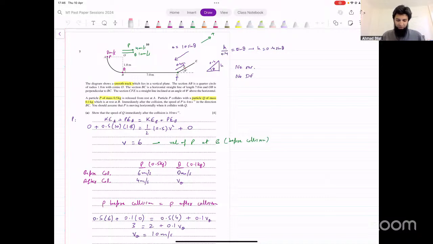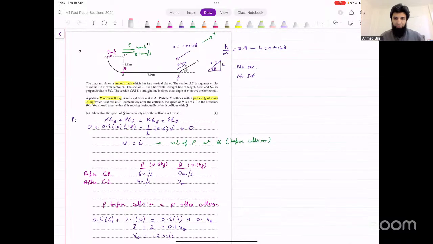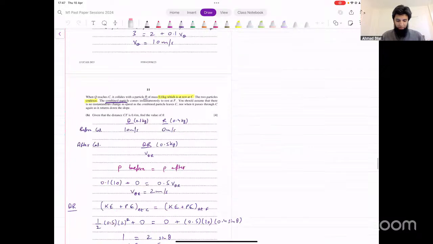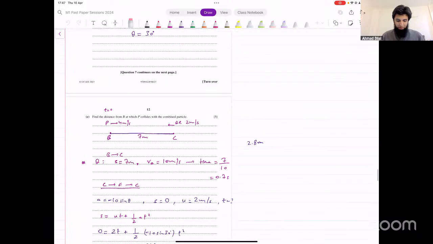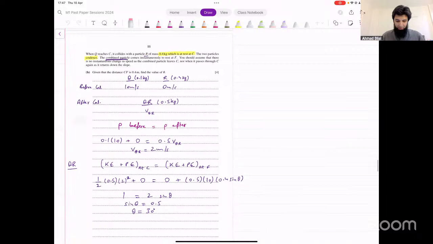So there's no driving force here, there's no resistance. I'm just using conservation of momentum. If you want to use the work energy principle, that should also work. Have you taken a snapshot of this? Yes? Okay. Oh, that's a big question.